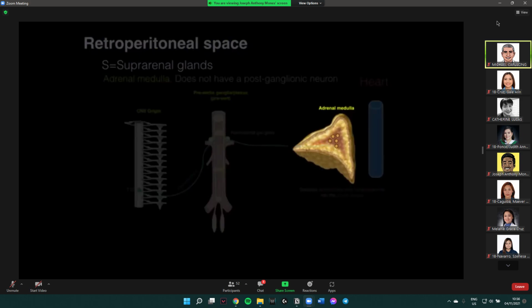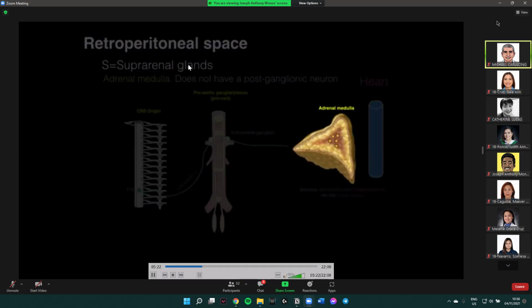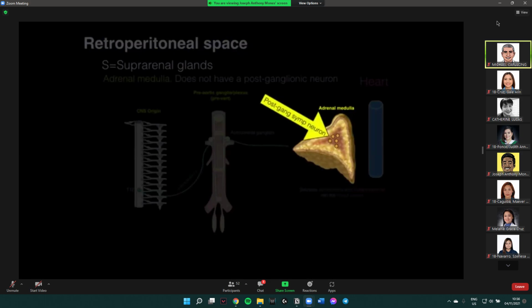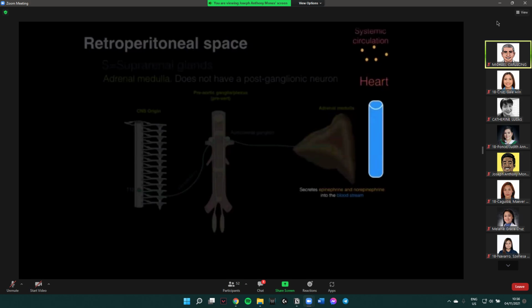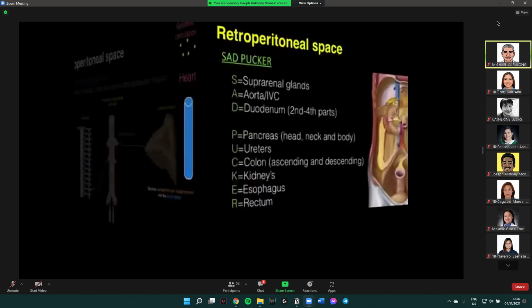Then in the adrenal medulla, those cells are modified postganglionic sympathetic neuron cells, and what they do is secrete epinephrine and norepinephrine directly into the bloodstream. The bloodstream carries norepinephrine and epinephrine to the heart, and then the heart pumps these hormones into the systemic circulation.